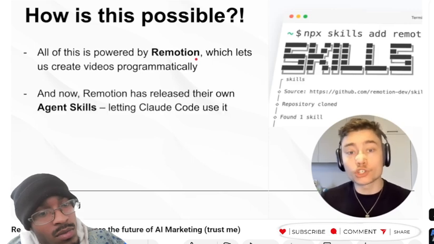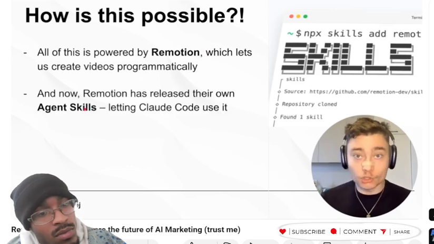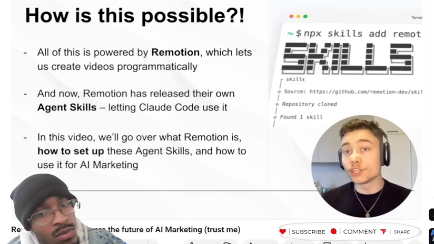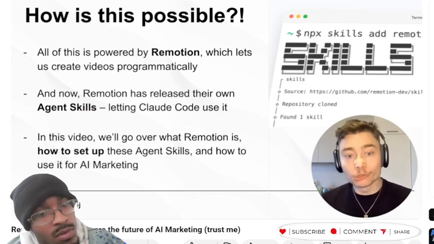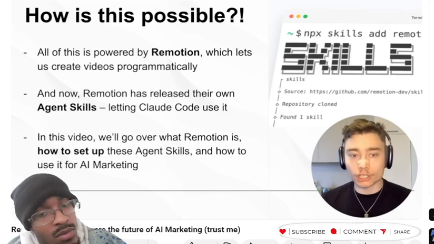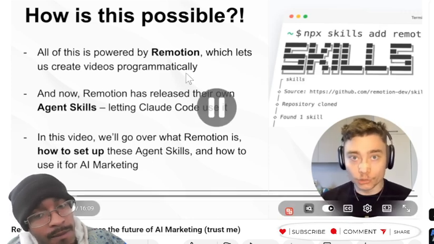But now, Remotion has released their own agent skills, which means that Claude Code, OpenCode, and other AI agents can finally use it. So in this video, we'll go over what Remotion is, how to set up these new agent skills, and how to actually use it for your own AI marketing to grow.